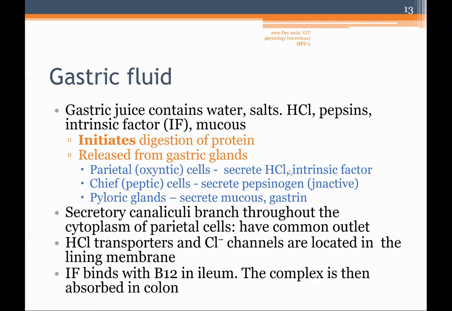Where does the gastric fluid come from? It's released from the gastric glands. And there are 3 types of cells. You have the parietal cells or the oxyntic cells. You've got the chief or peptic cells. And then you also have the pyloric gland cells.